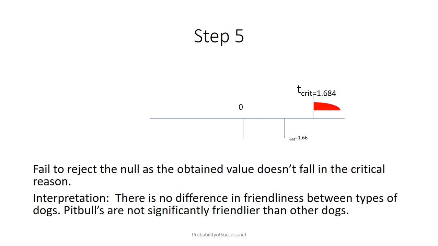Now we're going to use that value and see if our t obtained, which is 1.66, falls within the critical region, or the rejection region. And it just misses. Our t obtained falls right over here, but our t critical is over here. So we fail to reject the null. The interpretation for this: there is no meaningful difference between dog types in terms of friendliness.